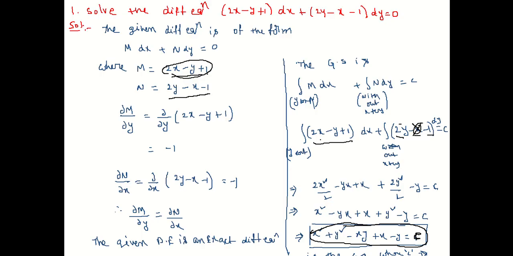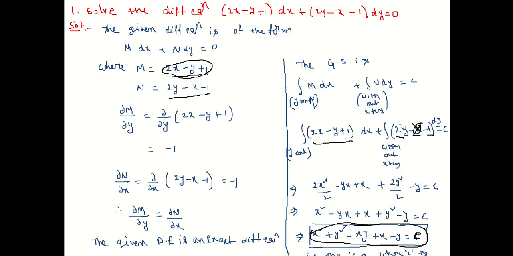So 2x integration gives x square, x integration gives x square by 2. Minus y should be constant here, right? So y is constant, you take it outside, integral of 1 dx is x. Here, only the terms without x you should integrate with respect to y: 2y square by 2 minus y equals c. You simplify it: x square minus yx plus y square minus y equals c is the general solution, where c is the arbitrary constant.